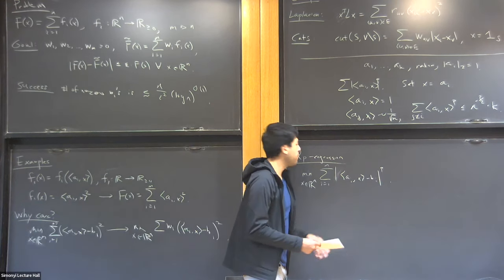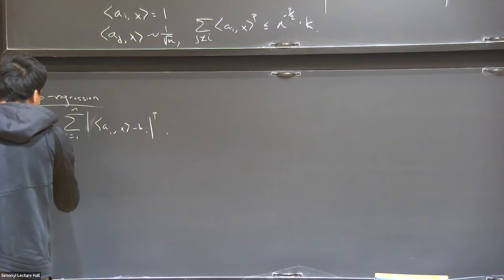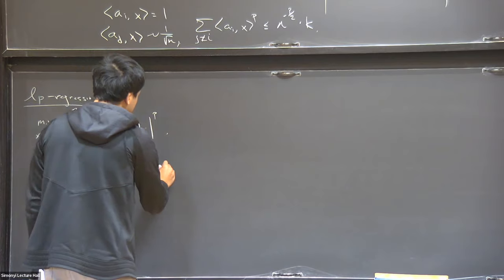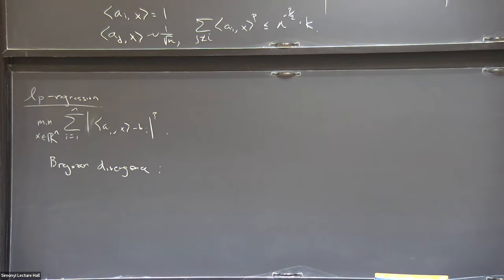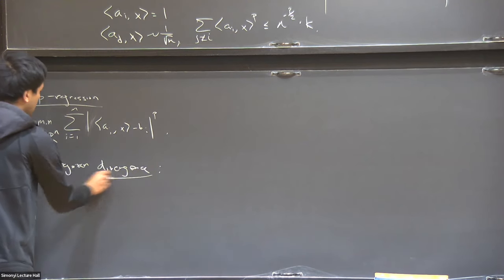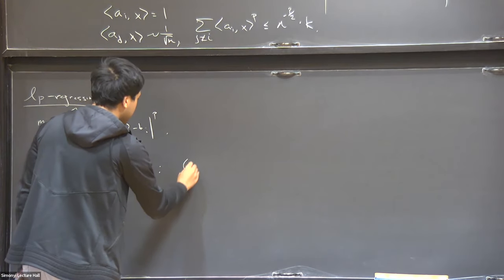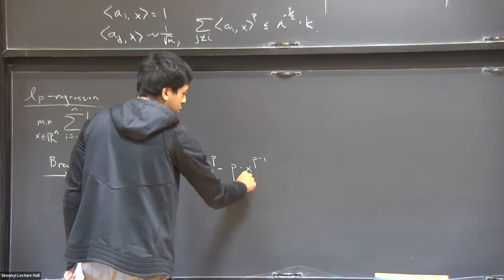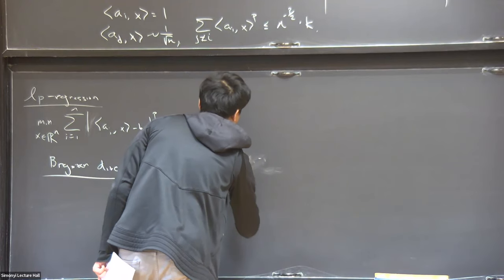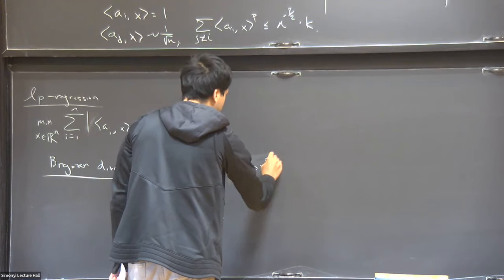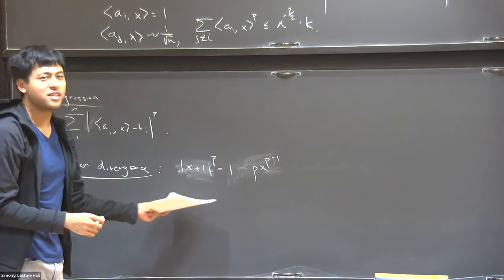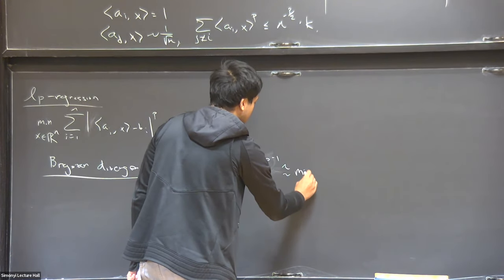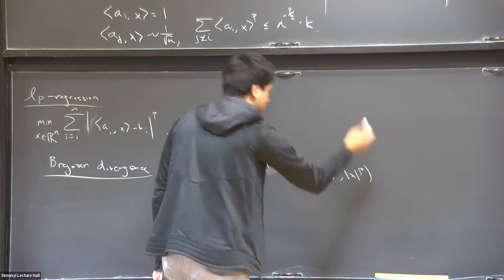Here, the functions are a little weirder. I should write what the Bregman divergence is. The Bregman divergence of a function around a point is what's left if you delete the first order Taylor expansion of the function. So this would be basically (x+1)^p minus 1 minus p times x, the Bregman divergence of the x^p function, since this is the first order Taylor expansion around one. And you can check that this is approximately the min of x squared and x^p, up to constants.